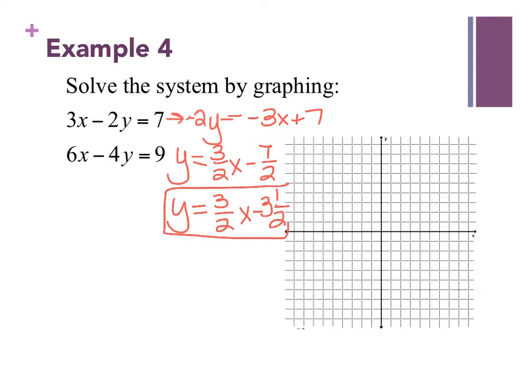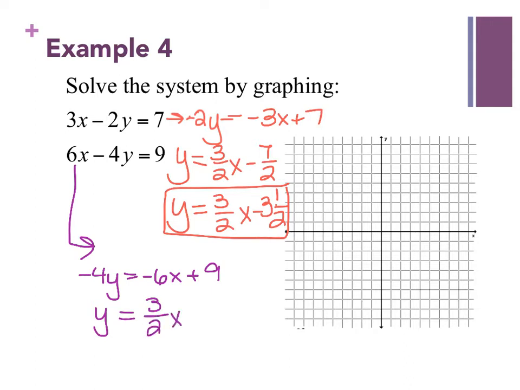That's the first one. And then I'm going to do the same thing to the second one. So negative 4y equals negative 6x plus 9. And then divide both sides by negative 4. y equals 3 halves x minus 9/4, which is 3 halves x minus 2 1/4.